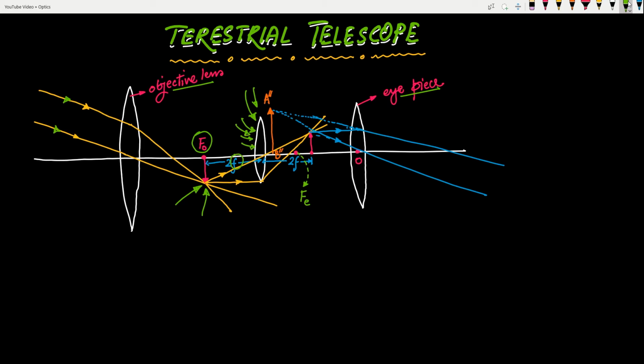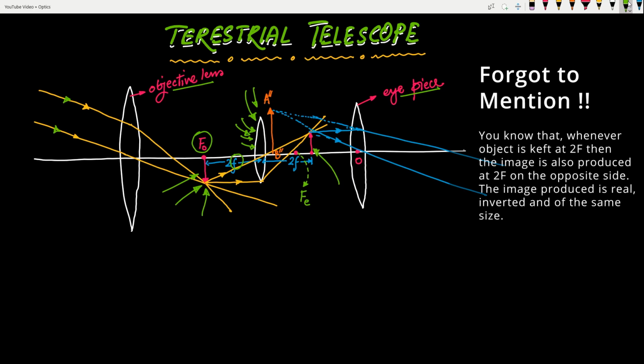I hope this is clear. And we know the property of the convex lens. When the object is kept at a distance of 2f from the convex lens, the image formed is real, inverted and of the same size. Therefore, this virtual object will produce an image due to that middle lens here, and the image is of the same size and it is inverted in nature.